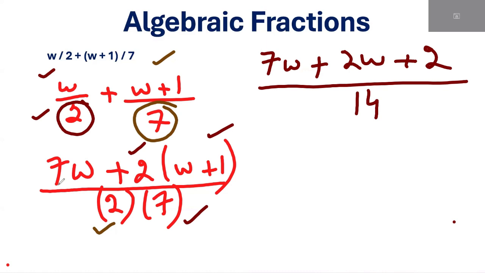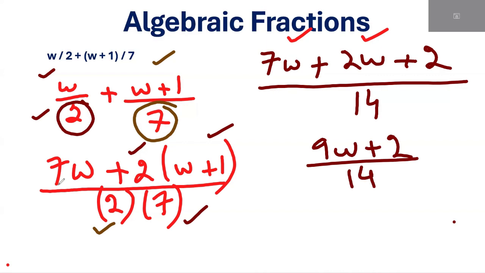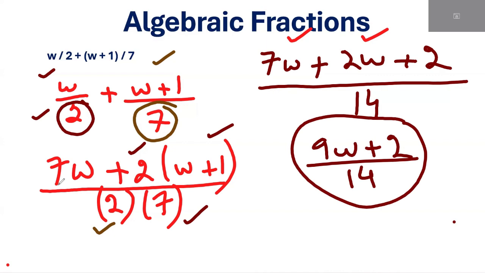Like terms are added. What are the like terms? 7w and 2w. These are the like terms. 7w plus 2w will give you 9w. 9w plus 2 divided by 14. This is the final answer because you can't take any common factor from the numerator.